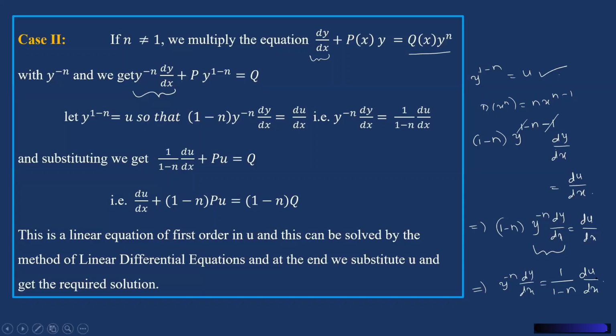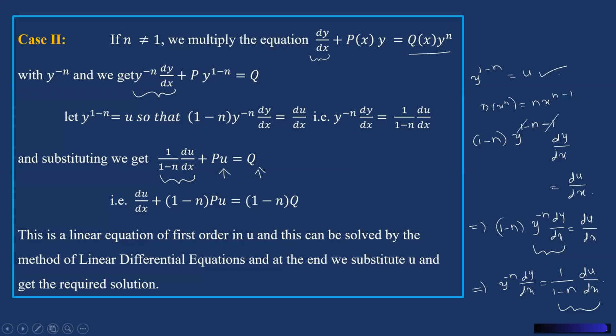So now, when you have y power 1 minus n equals u, you can write y power minus n into dy by dx as 1 by 1 minus n into du by dx. That's how I've replaced it this way. When you substitute everything, we get 1 by 1 minus n into du by dx plus, instead of y to the power of 1 minus n, we write u, equals q on the right hand side.